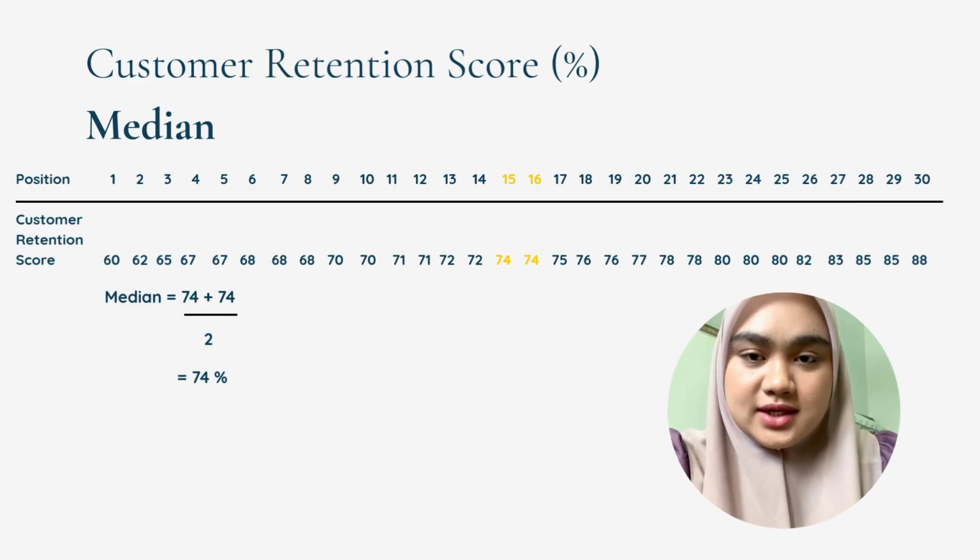Next, we calculate the median for customer retention score, which gives us the middle value in a set of data arranged in order. In this case, the middle values are at positions 15 and 16, which are both 74%. So the median retention score is 74%.